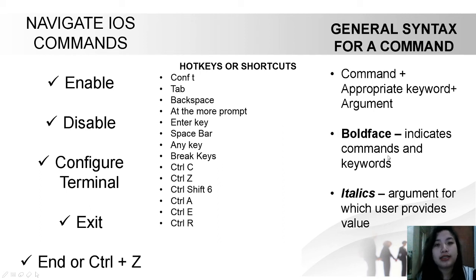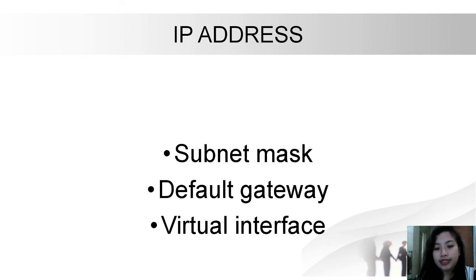Boldface indicates commands and keywords. Italics indicate an argument for which the user provides a value. To configure the device, the user must enter global configuration mode, which is commonly called global config mode. From global config mode, CLI configuration changes affect the operation of the device as a whole. Global configuration mode is identified by a prompt that ends with config and the pound symbol after the device name. IP address.